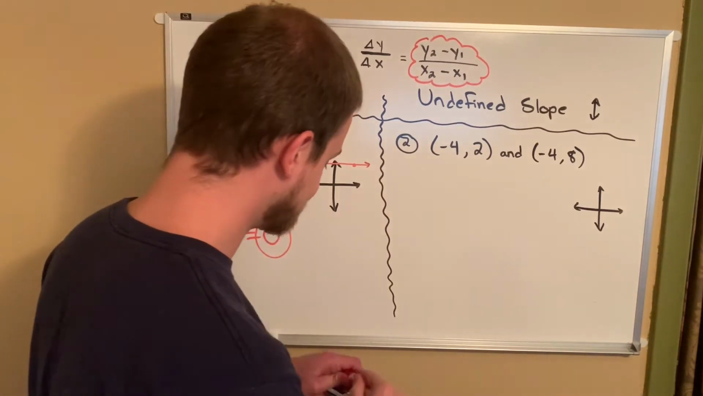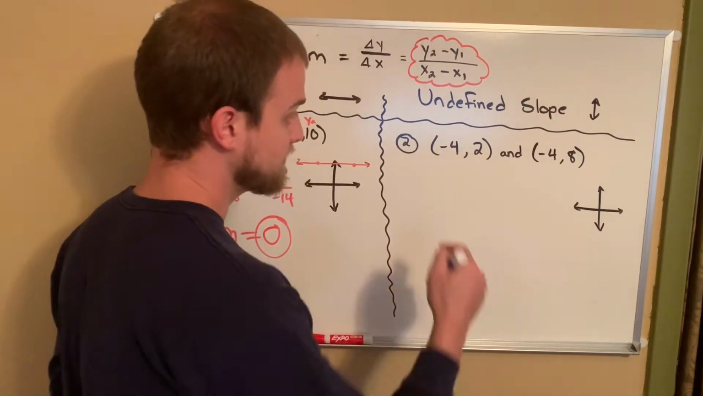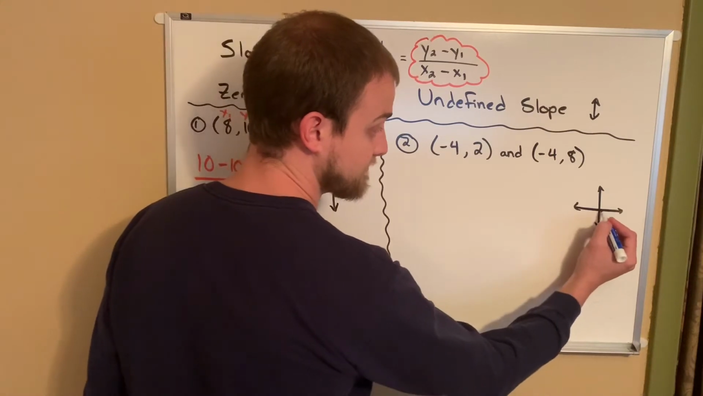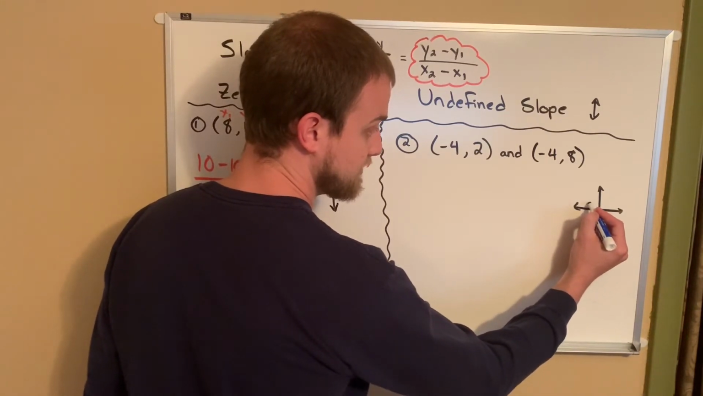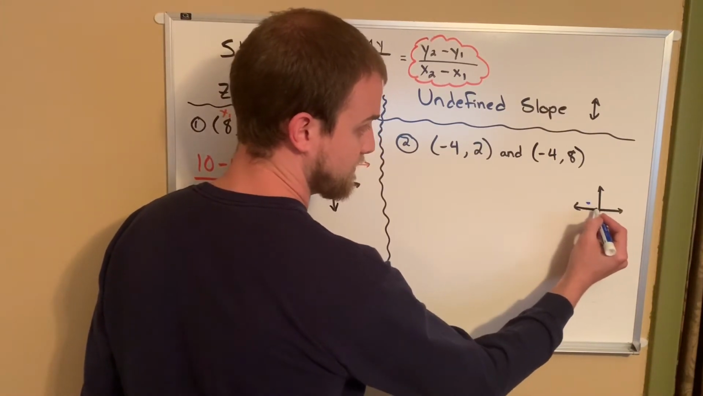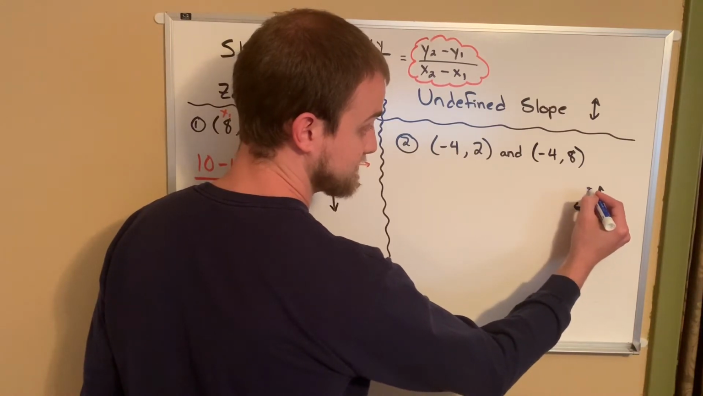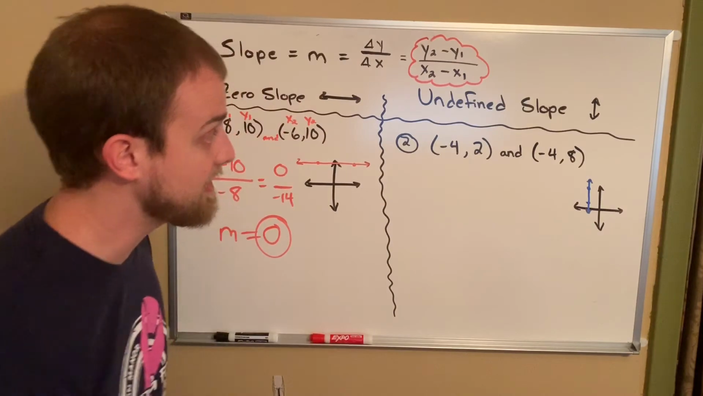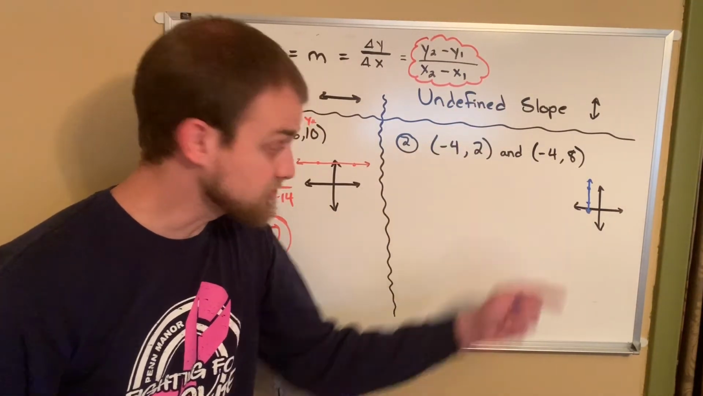Over here, before we get started, this should be undefined. Well, let's double check. Let's graph. We go 4 to the left, up 2. We go 4 to the left, up 8. Again, just a rough sketch, and turns out I have my vertical line. So my slope should be undefined.